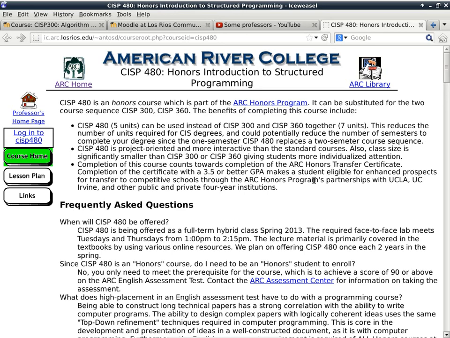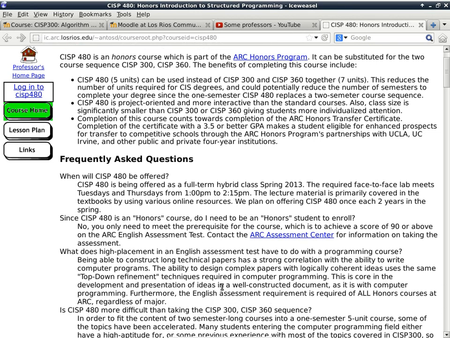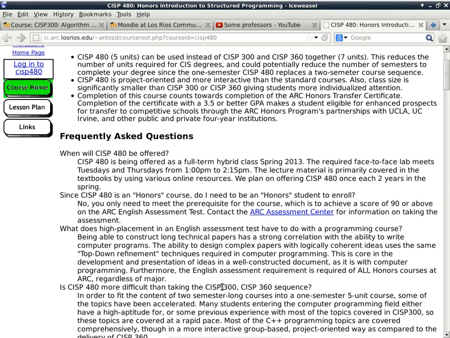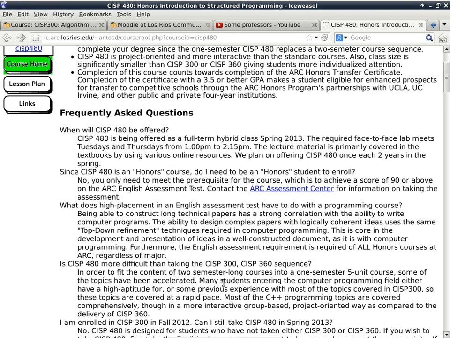This class is being offered, I think, from 1 to 2:15, so it's a daytime class, Tuesdays and Thursdays next semester. There is 1 prerequisite for the class, however. And oddly enough, it's an English class. It is English Writing 480, and you need to just take the ARC writing assessment test, and you have to score 90 or above on it. So you have to be fairly proficient. You don't have to have taken the class. You just have to pass the assessment test at that level.